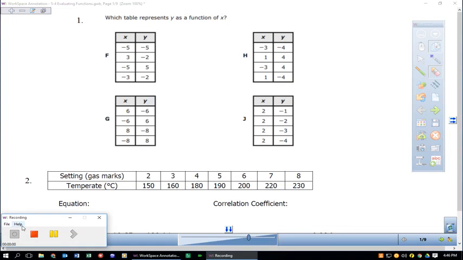Unit 5, Day 4, Evaluating Functions. As our warm-up, we have two questions to answer. The first, which table represents y as a function of x?